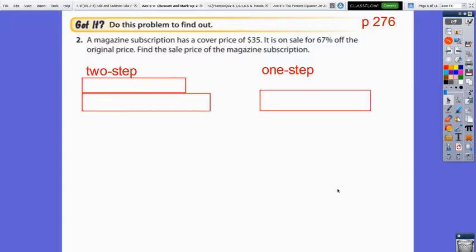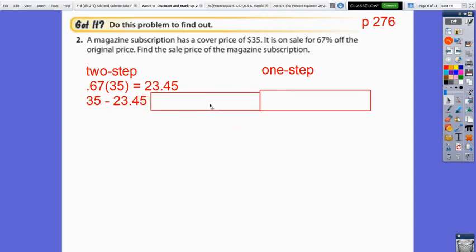Okay, so the two-step method is much safer in these problems. Some people may prefer to do the two-step method, which would be to find the discount. Also, if you're just asked for what the discount is, then this is what you have to do first anyway. How much are you saving? 0.67 times 35, right? 67% of $35 is $23.45. That's how much you are saving at 67% off. The price then that you're going to pay, you subtract that off from 35, okay, which is $11.55.